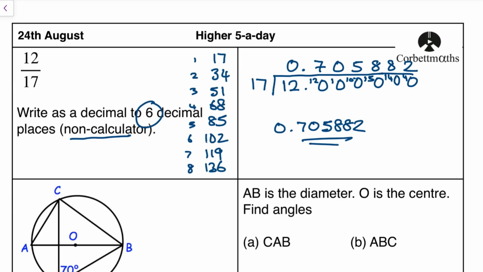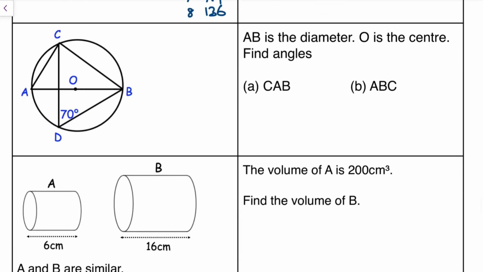I guess arguably you could say I need to work out the next ones to see if I round up or round down, but I think that's really what it wants me to do. Next question. AB is the diameter, O is the centre, find the angles.